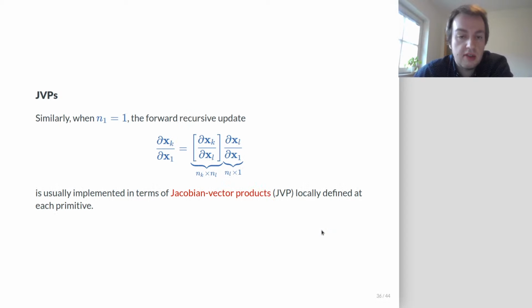Similarly, in the forward mode of automatic differentiation, you can express a forward recursive update in terms not of a vector Jacobian product, but of Jacobian vector products. And again, for the same reason, some frameworks implement forward mode automatic differentiation, defined directly in terms of these operations, and they would not explicitly instantiate the Jacobian that appears in the product.